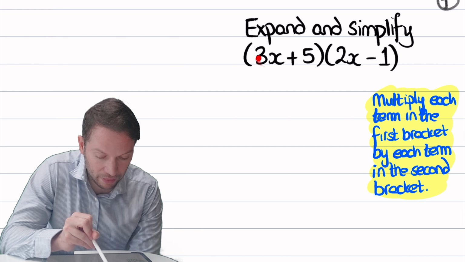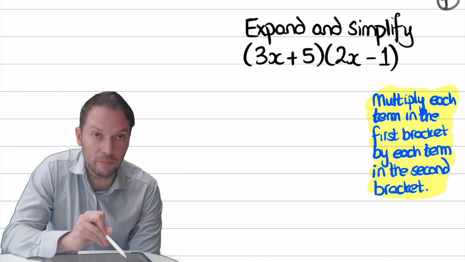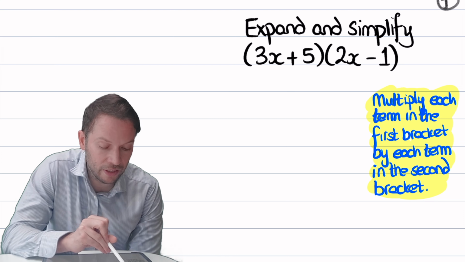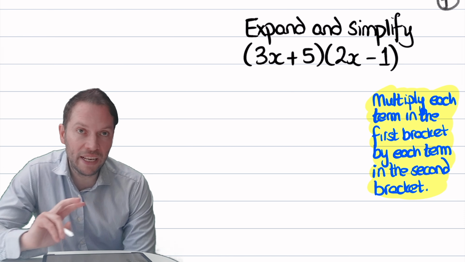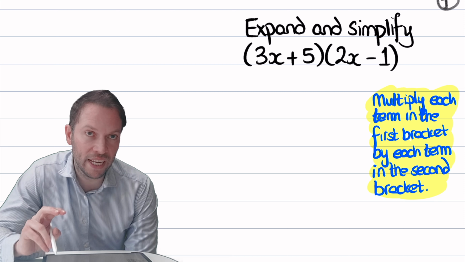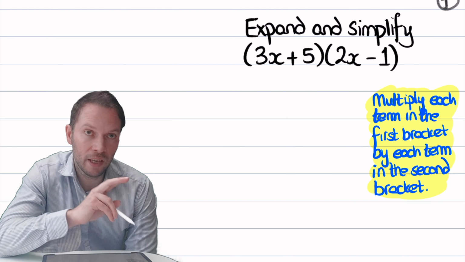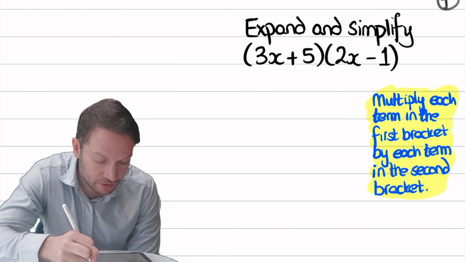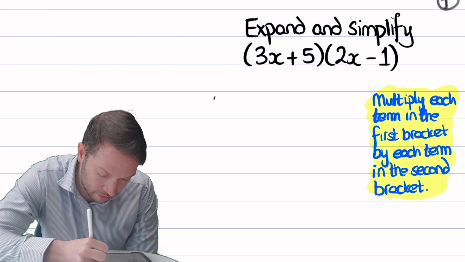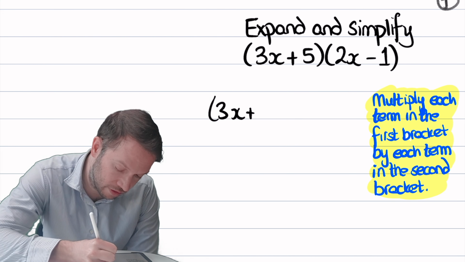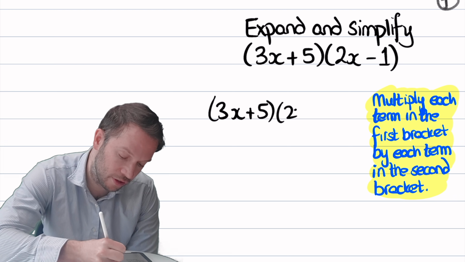So for example, we could pick the 3x and the 2x and multiply them together. It might be we pick the 5 and the 2x and multiply them together. And we've got to make sure that we get every single combination of something in the first bracket by something in the second bracket.